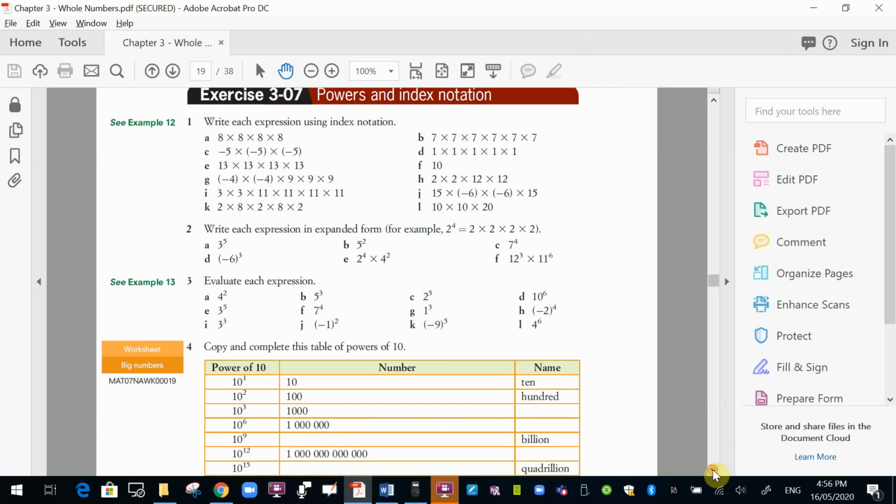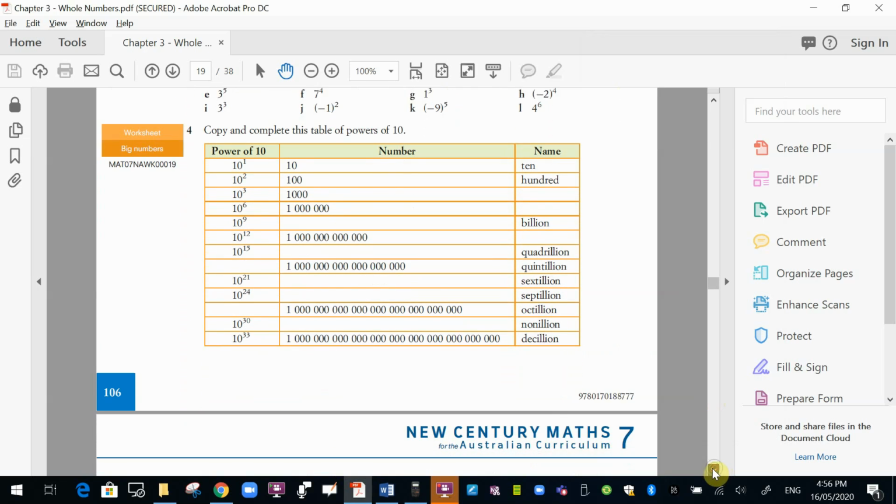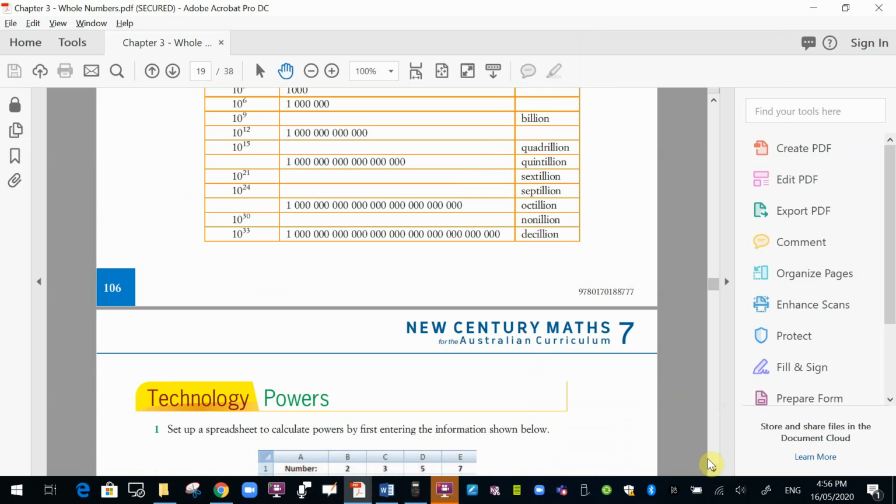Are we doing question 4? Don't think so. Are there any other questions? Don't think so. That's it.